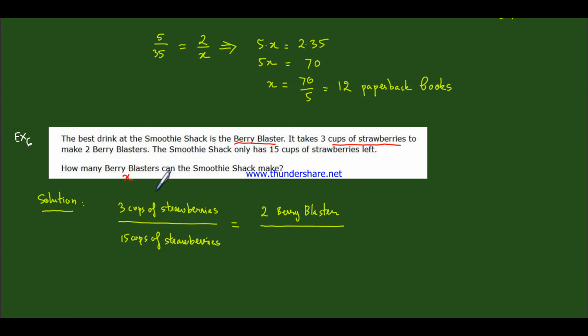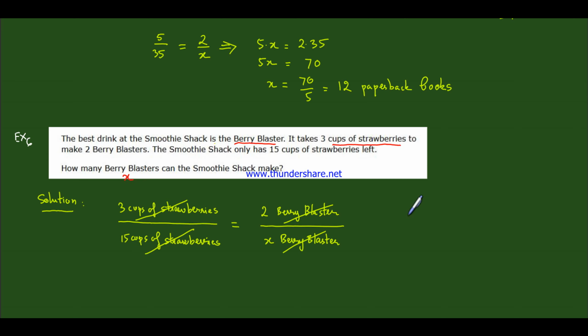Then they ask you for X berry plaster. So X represents the number of berry plaster we're looking for. So we're gonna cancel this, right? You see that cups of strawberry go with cups of strawberry, berry plaster go with berry plaster. If you put 3 cups of strawberry here and you put X berry plaster here, that is really wrong. You shouldn't set a proportion that way.